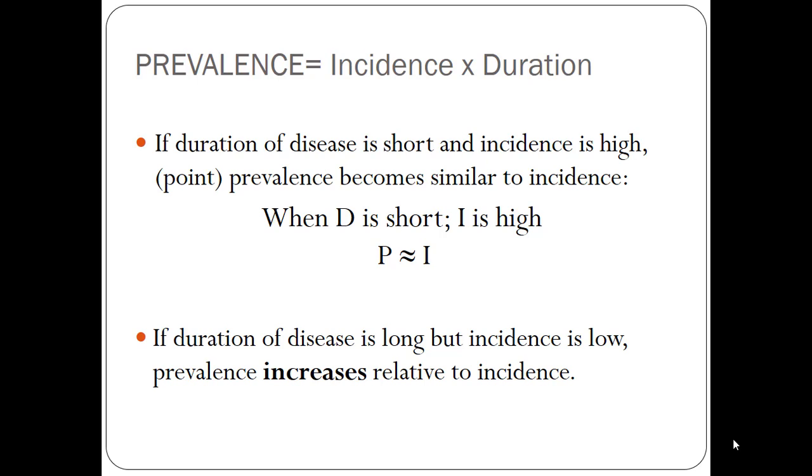If the duration of disease is short and incidence is high, the point prevalence becomes similar to incidence. So when D is short, I is high, P is roughly equal to I, incidence. If the duration of disease is long but incidence is low, then prevalence increases relative to incidence. So the numerator for prevalence includes all persons ill from a specified cause during the specified interval, regardless of when the illness began. High prevalence of a disease within a population might reflect high incidence or prolonged survival without cure, or both. Low prevalence might indicate low incidence, a rapidly fatal process, or rapid recovery.